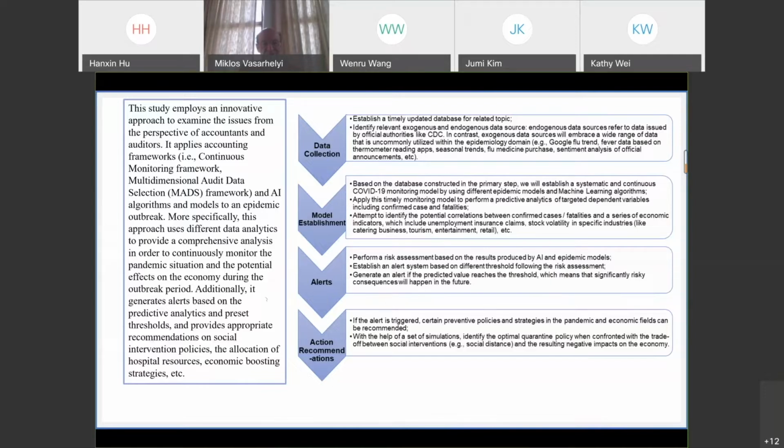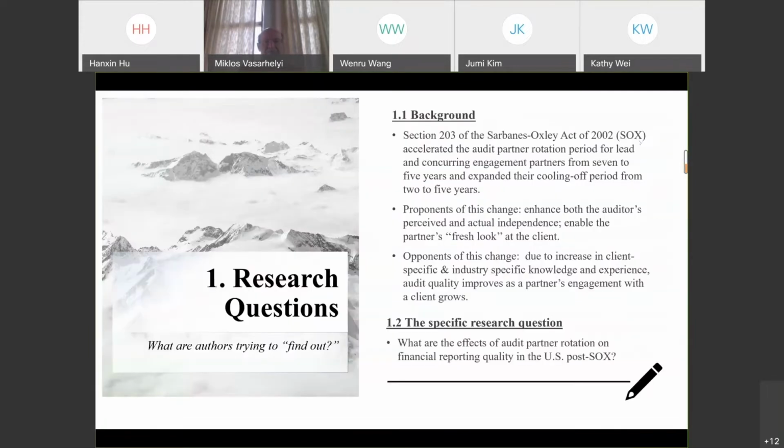And finally, we will build a recommendation system. If the alert is triggered, several preventive policies and strategies in the pandemic and economic fields can be automatically recommended. By the way, with the help of a set of simulations, we can actually identify the optimal quarantine policy when confronted with the trade-off between the social interventions and the resulting negative impacts on the economy. Well, I would like to show you several graphs about our work.